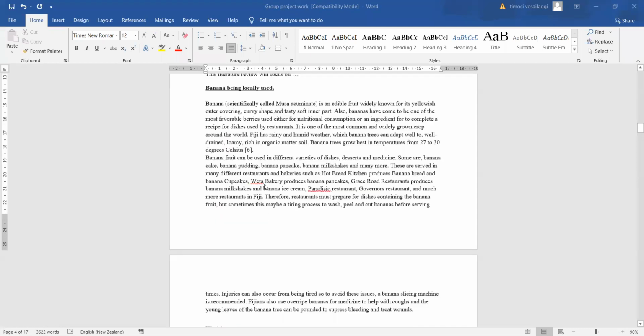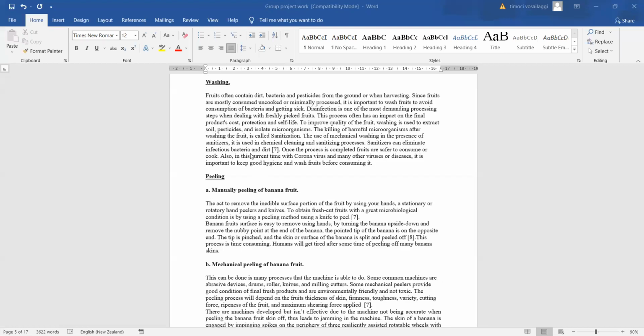Okay, so background on bananas, and then so are these processes that have to be undertaken, the washing and then the peeling? You've broken it down that way? Sean, is that the way that you've broken down your literature review into the processes that have to be undertaken when preparing bananas?